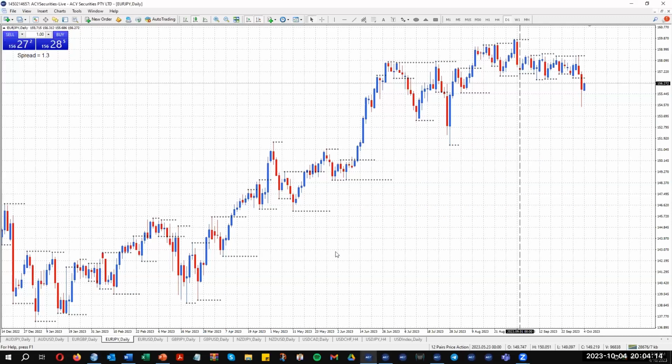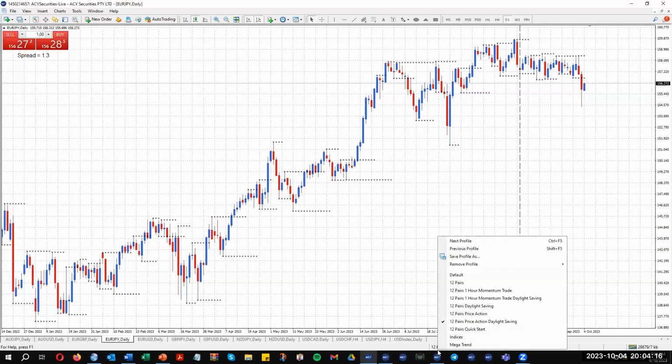So I'm just using my price action charts. I'm actually using my 12 pairs price action daylight saving because at the moment, Northern Hemisphere is in daylight saving mode. If you're in Australia, you'll be aware that New South Wales changed to daylight saving, but that doesn't affect my charts. It's only when the Northern Hemisphere changes to and from daylight saving do I go to a different set of charts. So at some point this month, I think it's the latter end of the month, New York and London will change, and then I go to my normal charts, which don't have daylight saving on them.